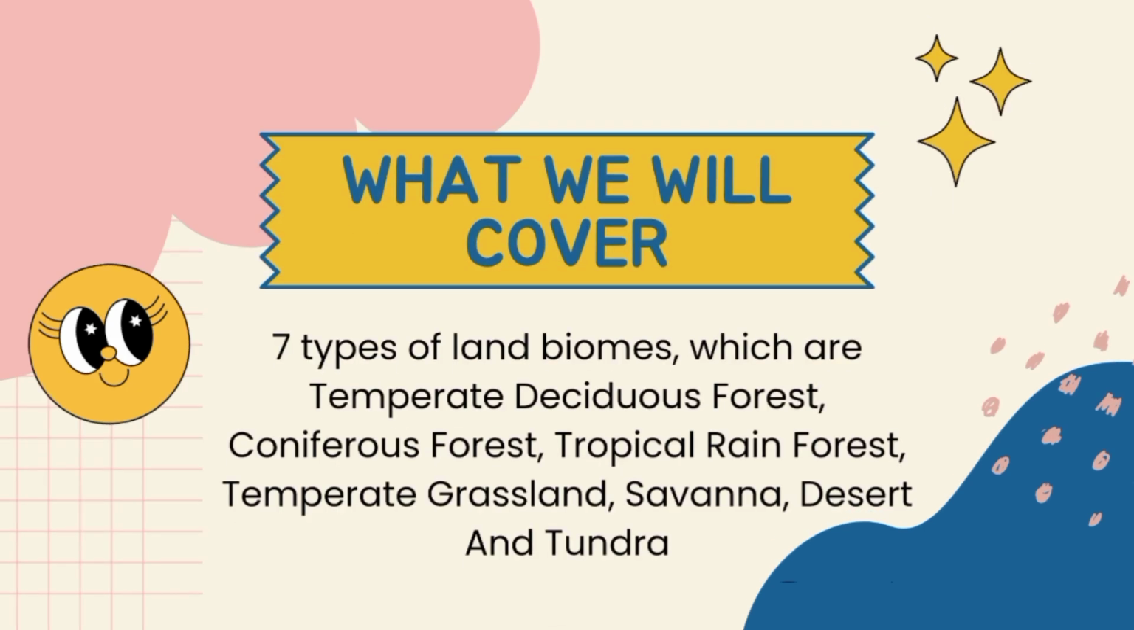For today's topic, we will be talking about the 7 types of land biomes, which are temperate deciduous forest, coniferous forest, tropical rainforest, temperate grassland, savanna, desert, and tundra. So let's get started.